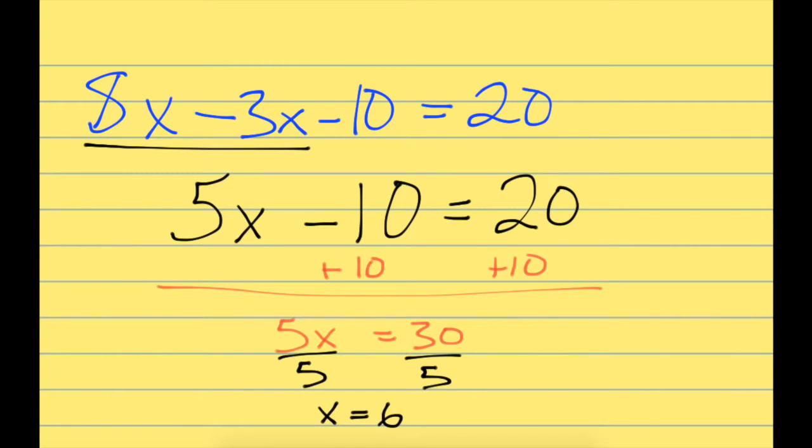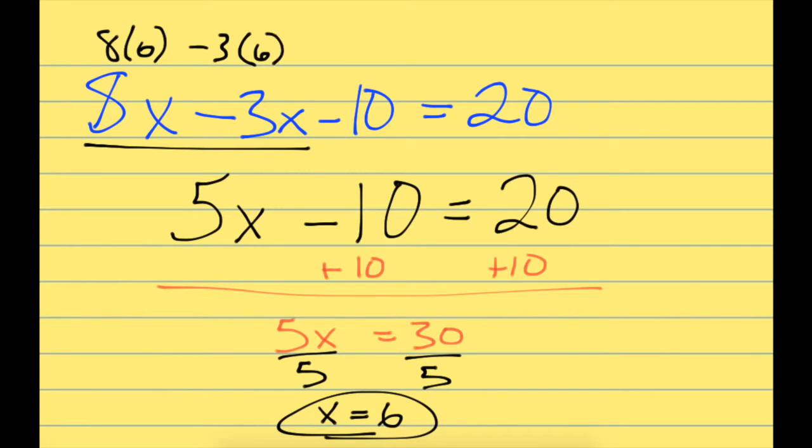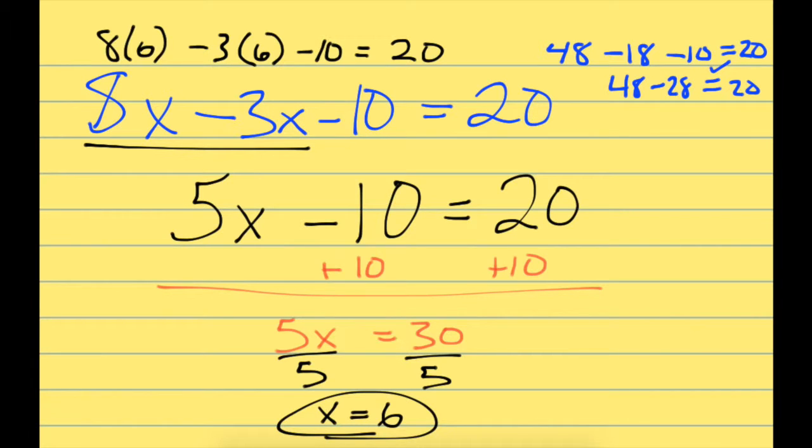And what should we do when we think we found the answer? Check. Plug 6 back in up here. Does 8 times 6 minus 3 times 6 minus 10 equal 20? Well, 8 times 6 is 48. 3 times 6 is 18. And so we have 48 minus 28, which does equal 20. So for the rest of the lesson, I'm going to let you do the checking on your own, and I'm going to walk you through the solution.